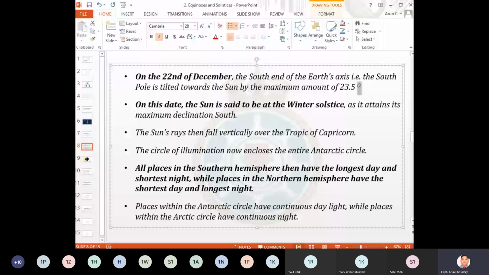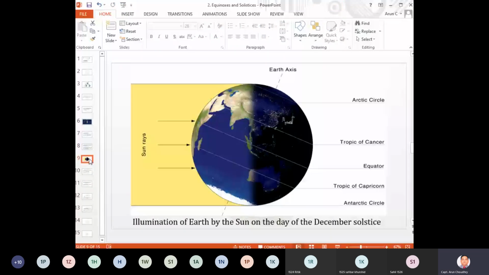Okay, this way we can see what is happening. This is for the winter solstice: in the northern part there is absolute darkness for the full 24 hours, whereas the south one is illuminated.